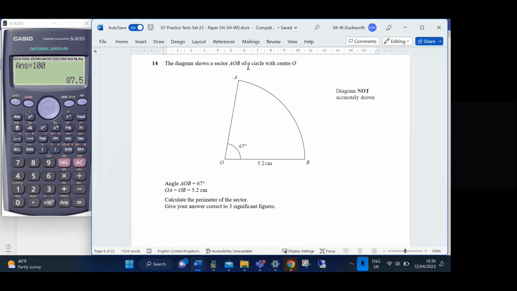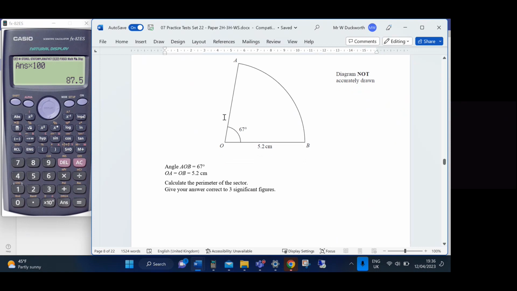Just have a slurp of my tea before I do this. Right. So I'm going to start by working out the arc length. So the arc length would be equal to, this is a fraction of 360, so 67 out of 360 times by the full circumference of a circle, which would be 2 pi r.